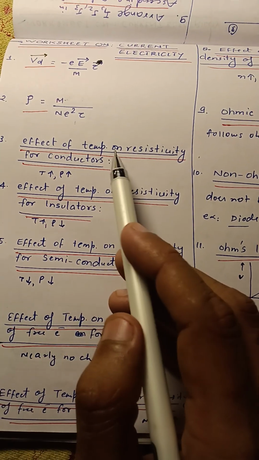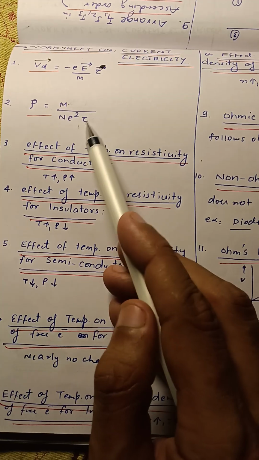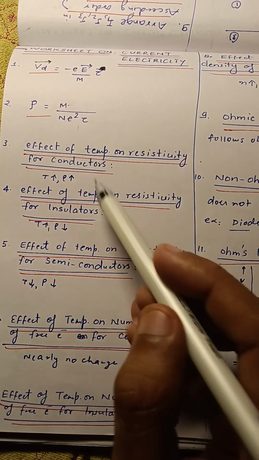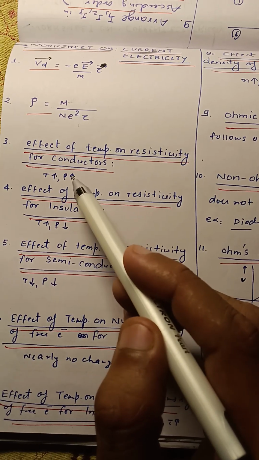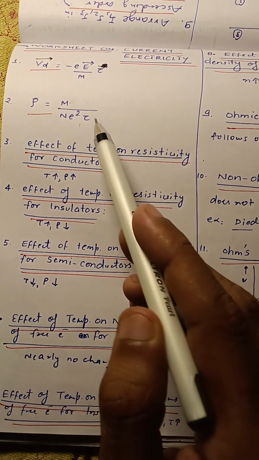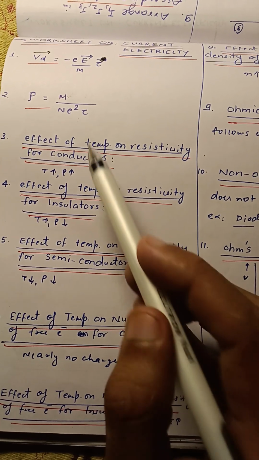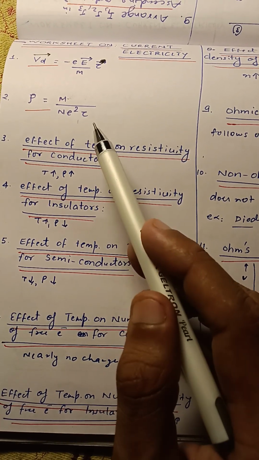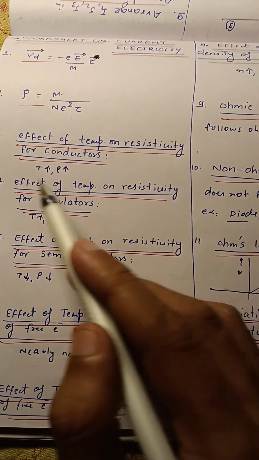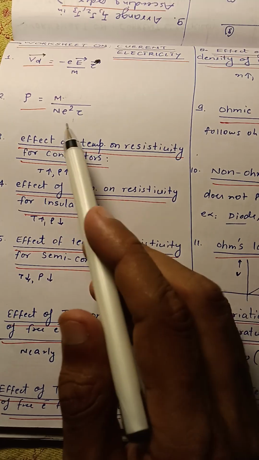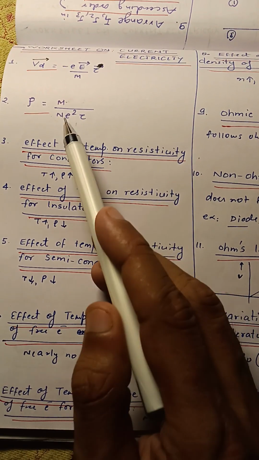Next is effect of temperature on resistivity for conductors. As you can see, resistivity is inversely proportional to tau, which is the average relaxation time. If we increase the temperature, then the average velocity of electrons increases, because of which tau decreases. They'll collide faster, the collision frequency will increase. As an impact of that, the relaxation time will decrease, and as an impact of that, resistivity will increase.